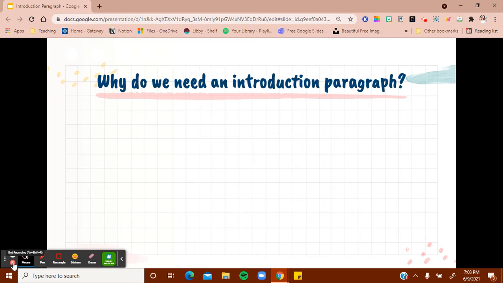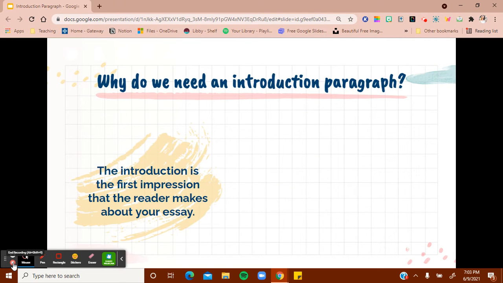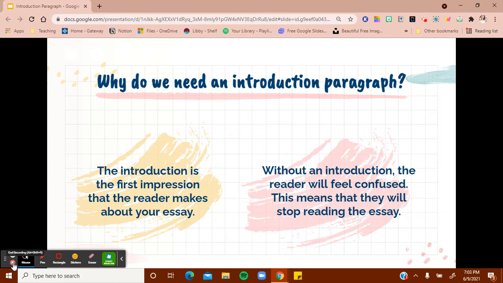So why do we need an introduction paragraph? The introduction is the first impression that the reader makes about your essay. Without an introduction, the reader will feel confused. This means that they will stop reading the essay.